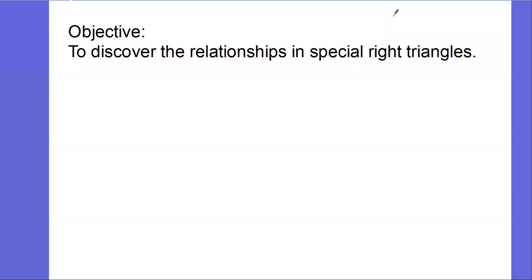All right, our objective for this lesson is to discover the relationships in special right triangles. I'm going to make two separate videos here. There's two separate special right triangles. The first one is called your 45, 45, 90. That's what this video is going to focus on. And the second one will be our 30, 60, 90.